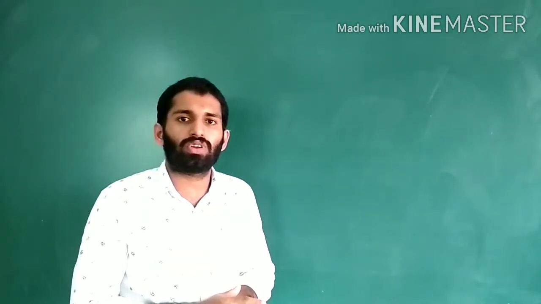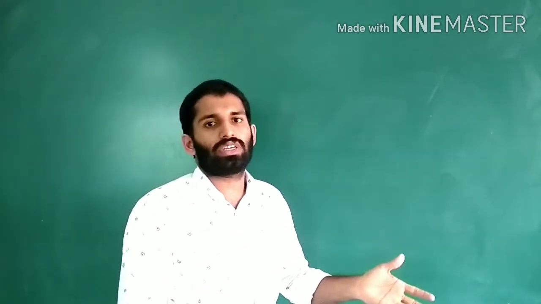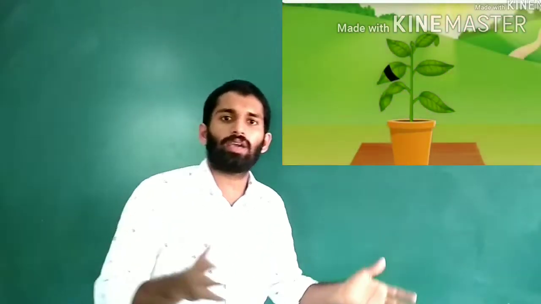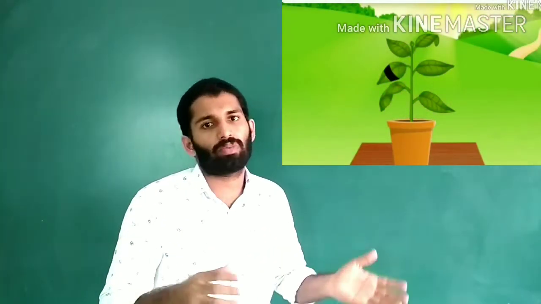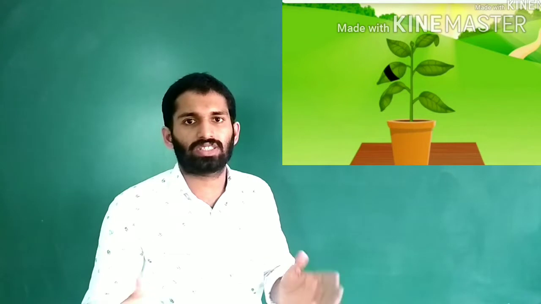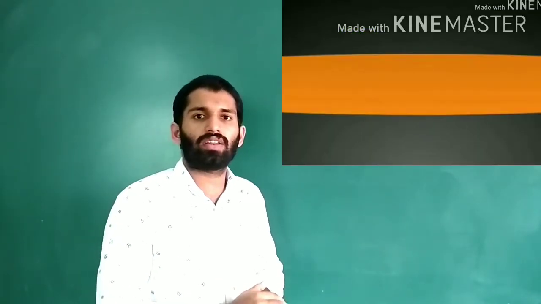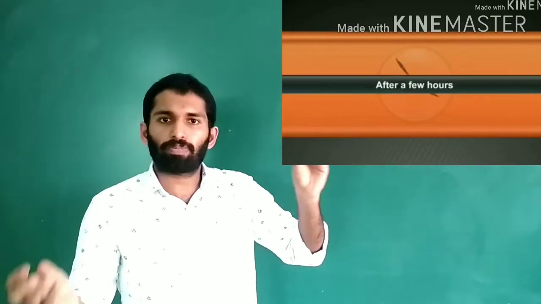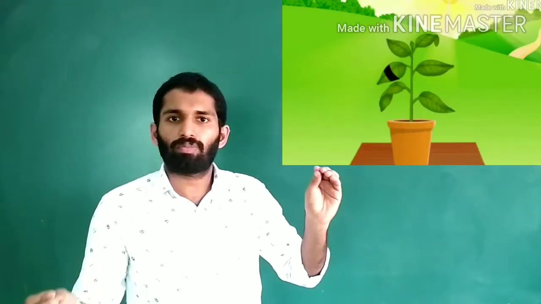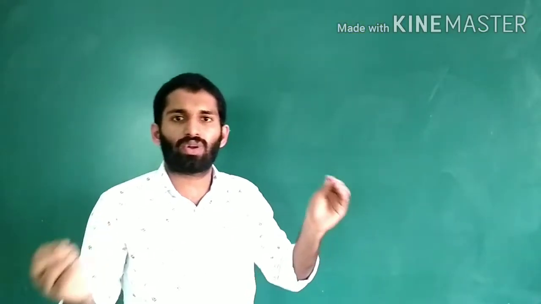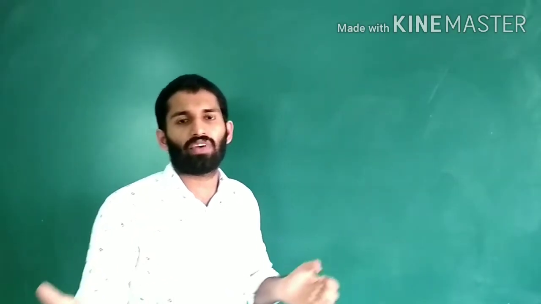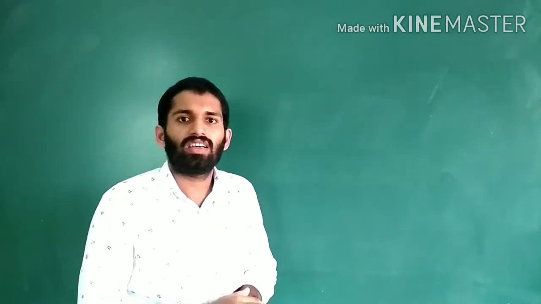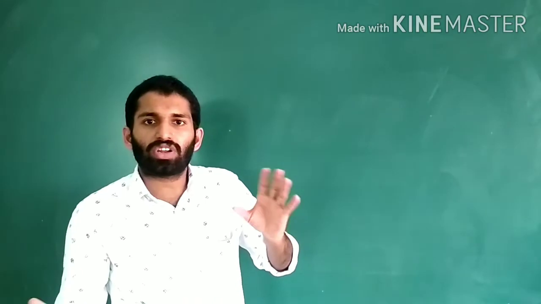And what you should do now? Now you should take this potted plant and keep it in sunlight for about 4 or 5 hours. Then what will happen? This plant will prepare food by using sunlight, chlorophyll, carbon dioxide and water. And after this, what you should do?